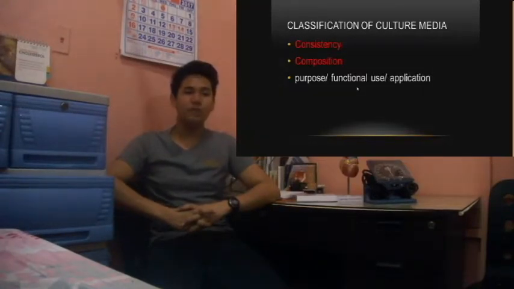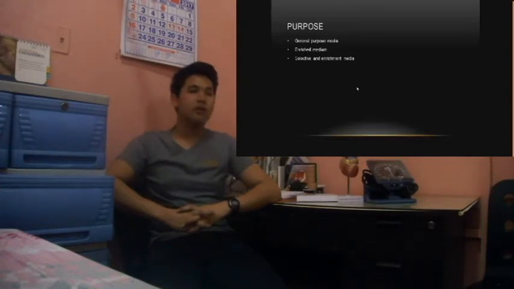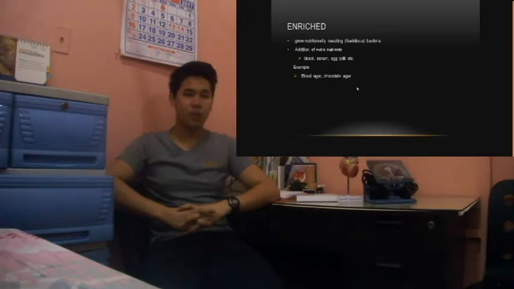At this point, we have discussed the classification of bacterial culture media according to its consistency and composition. Now let us go to the classification according to the purpose, functional use, and application. This classification is further subdivided into three: the general purpose media, the enriched medium, and the selective and enrichment media. Number 1, the general purpose media. It supports most non-fastidious bacteria and primary isolation of microorganisms, for example, peptone water, nutrient broth, and nutrient agar.